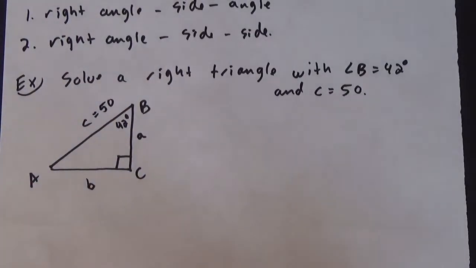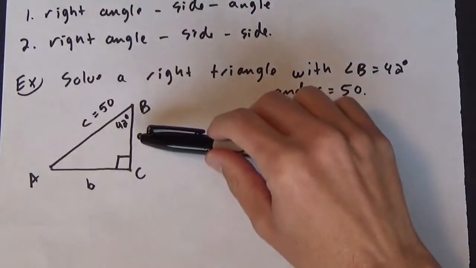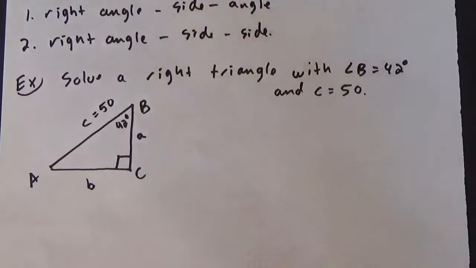Right, there's one other part about this, and that is to get the other parts of the triangle, you have to always go back to the original information. So you have to keep that in mind. The easiest thing to do is let's go ahead and find angle A.